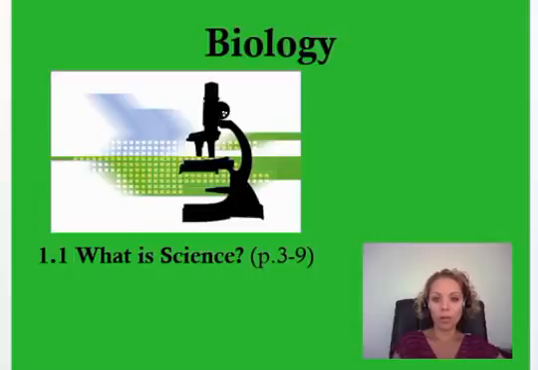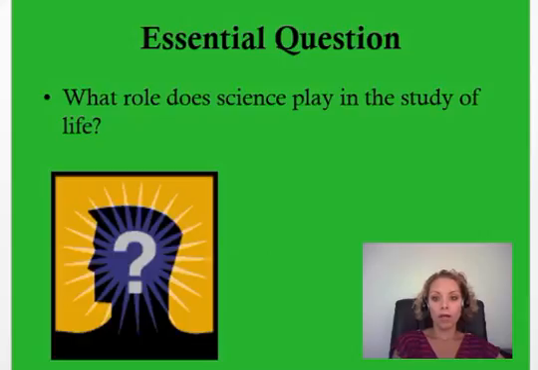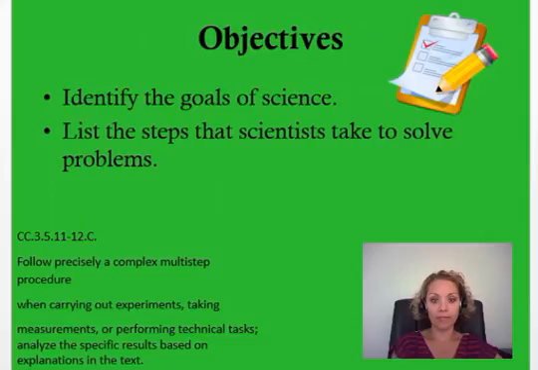Hi, today we're going to talk about the first section of Chapter 1, What is Science? Our essential question is, what role does science play in the study of life? And remember that now that we're in biology, that's what we're doing, the study of life. The prefix bio means life. So think biological, biodiversity, any term that has that prefix bio, we're talking about life.